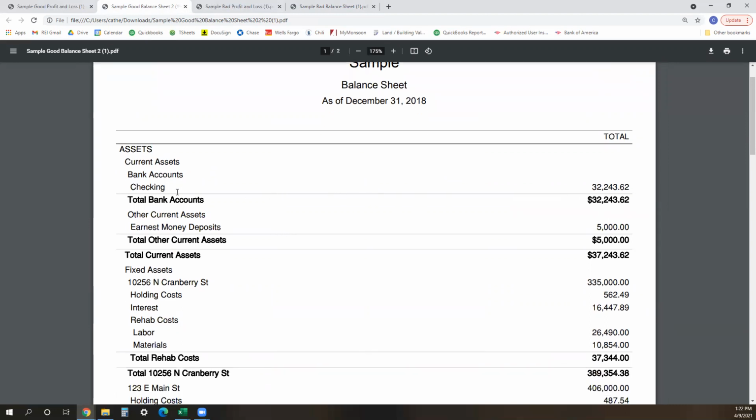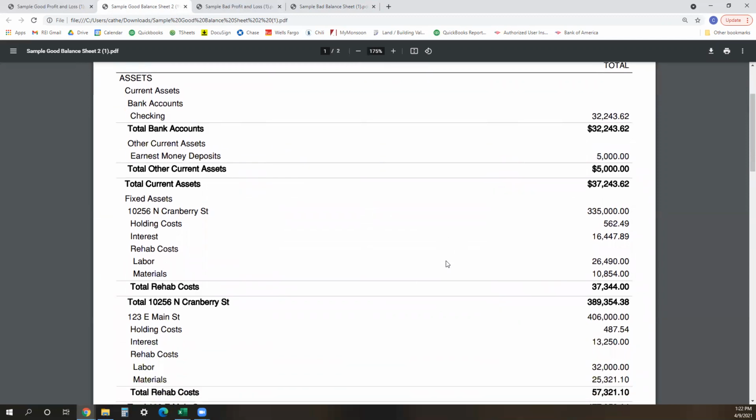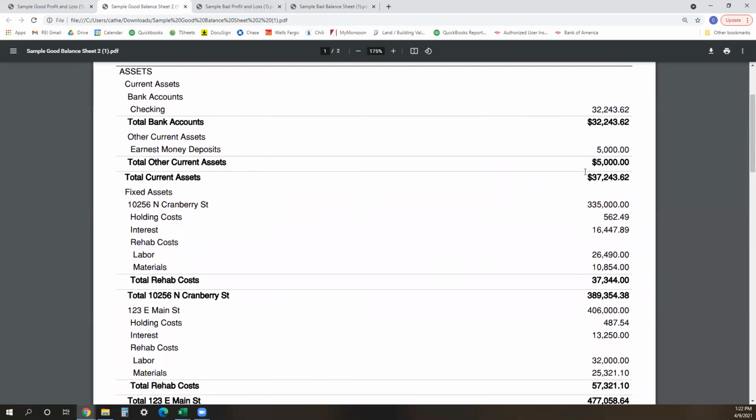The first asset showing here is the checking account, $32,000 positive. That's a really good start. Earnest money deposits we've got out is $5,000. So we would keep an eye out to see if that 5,000 comes back in as a deposit, whether it's combined with an assignment fee or if it's just coming in by itself. We wouldn't want to put that on as income because it's just a return of funds to you.